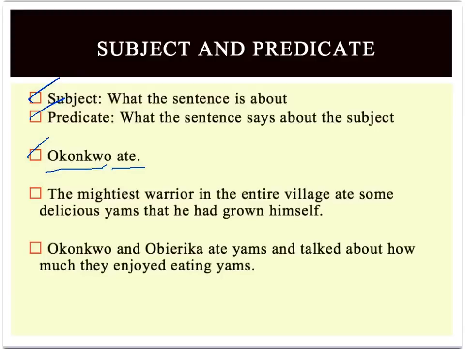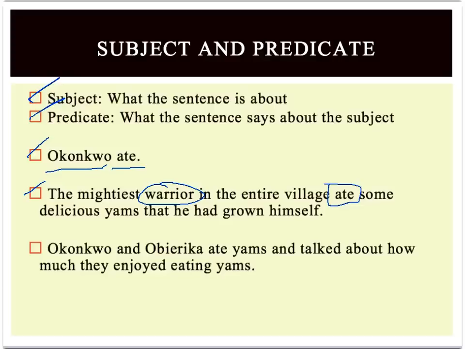When we start adding more than one word, we can talk about the simple subject and the simple predicate, and then the complete subject and the complete predicate. So take a look at this long sentence here. The mightiest warrior in the entire village ate some delicious yams that he had grown himself. If we look at the simple subject of this sentence, it's warrior. What's the subject about? Well, it's about a warrior. And if we look for the simple predicate, it's ate right here. So the simplest way to express this sentence would be warrior ate, period. And that would be a complete sentence.